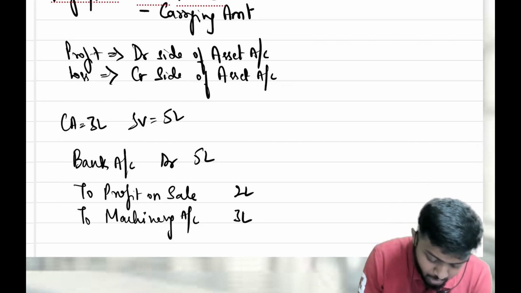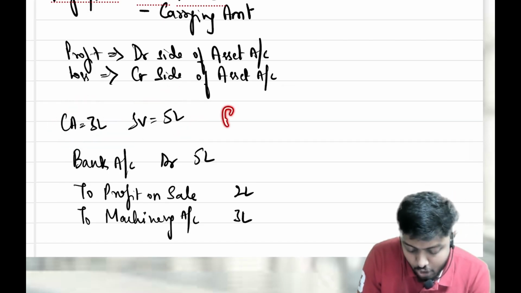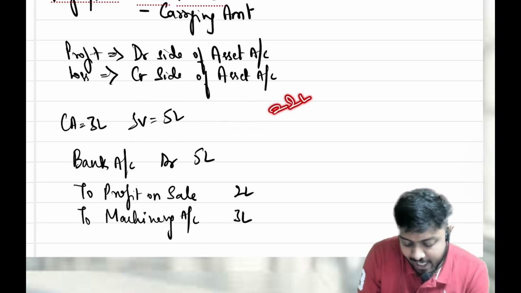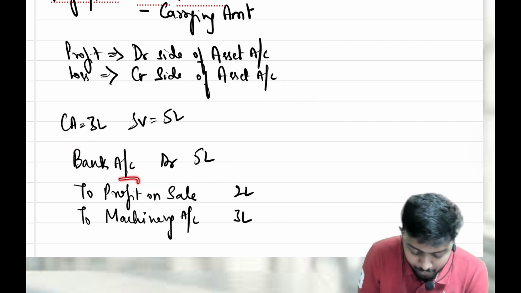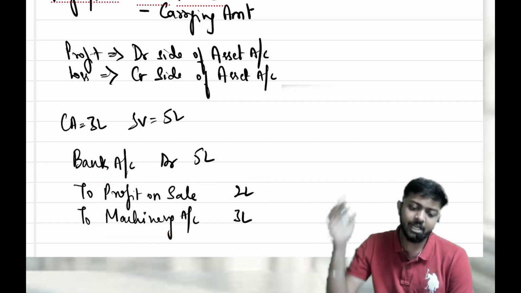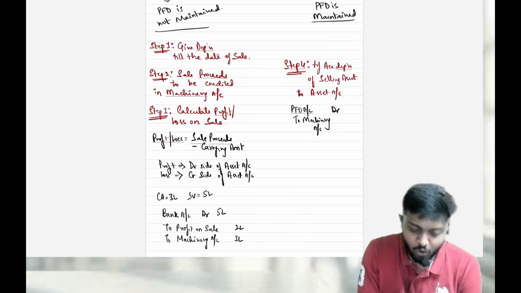Say suppose you have sold one asset at 5 lakhs and the carrying amount was 3. That means your profit is, how much is profit? Sale value minus carrying amount. Profit is 2 lakhs. So bank account is an asset increasing, debit 5 lakhs. To profit, an income increasing, credit 2 lakhs. To machinery, an asset decreasing because you sold it, credit 3 lakhs. Generally this is the entry. The posting I have told you how to do it.